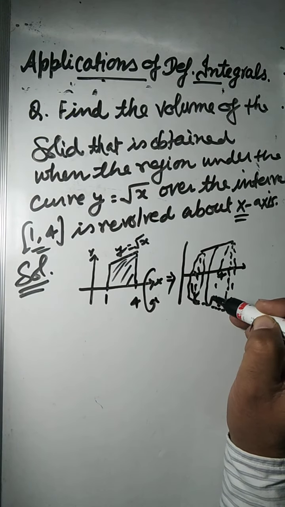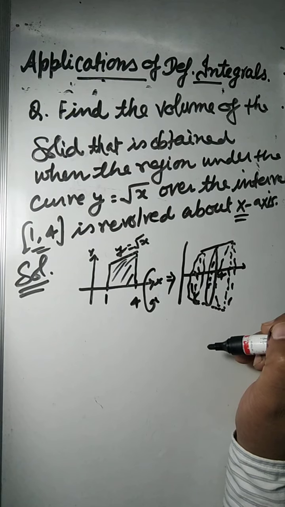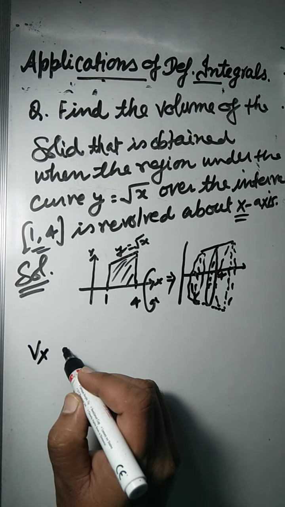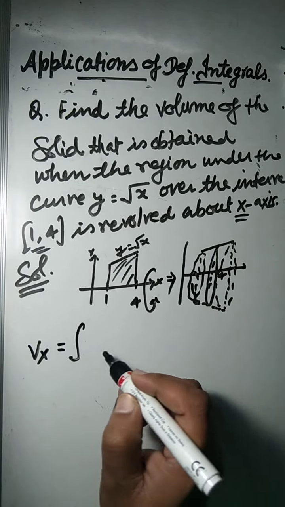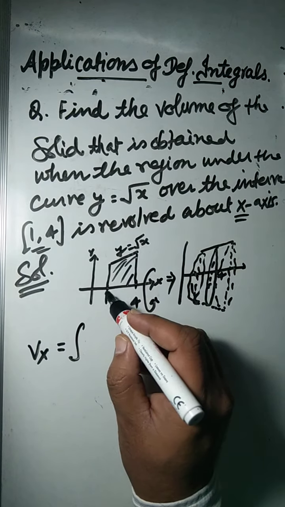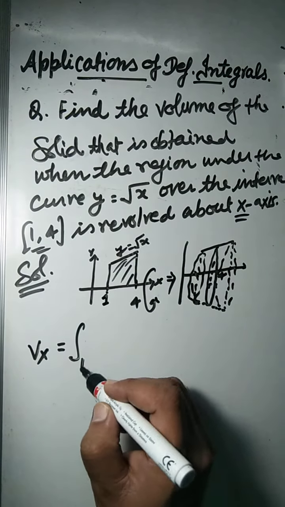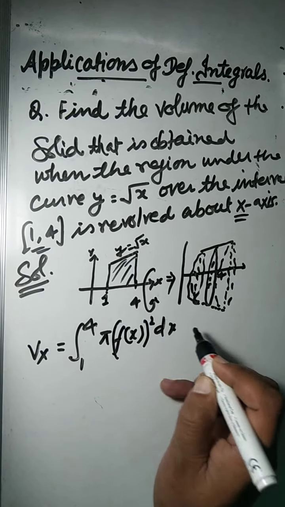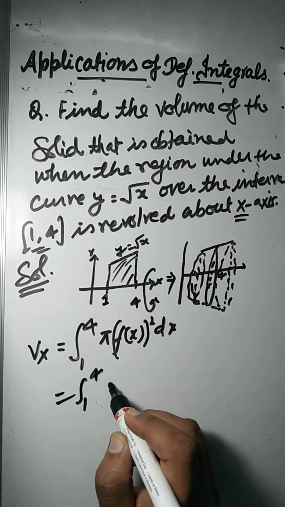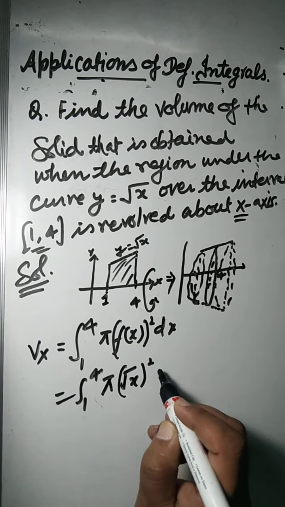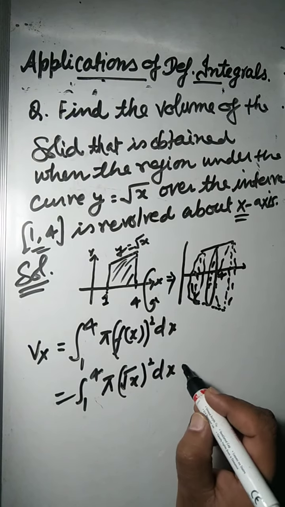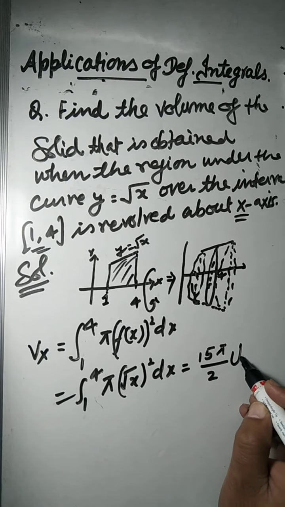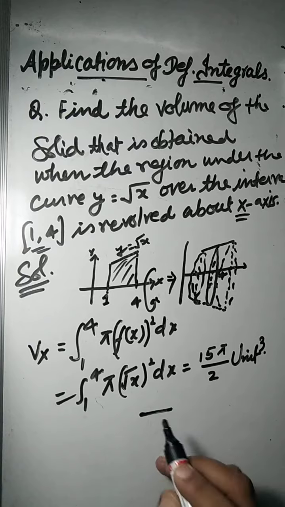If we have a cross section like a circle, then the volume around the x-axis equals the integral with lower limit 1, given directly, from 1 to 4 of pi f(x) whole squared dx. This is the integral from 1 to 4 of pi times root x whole squared dx. After simplification, we will obtain 15 pi upon 2 cubic units. Thank you.